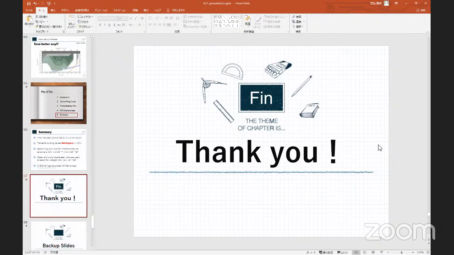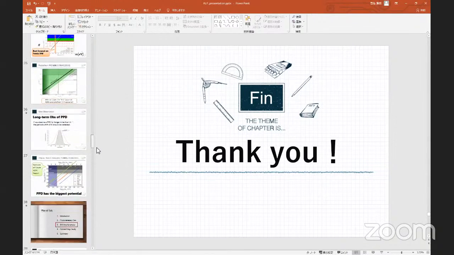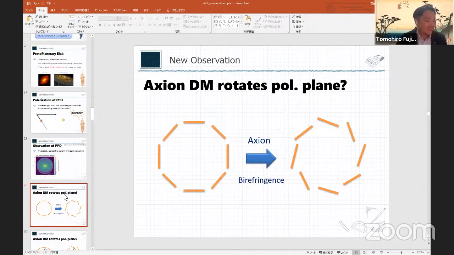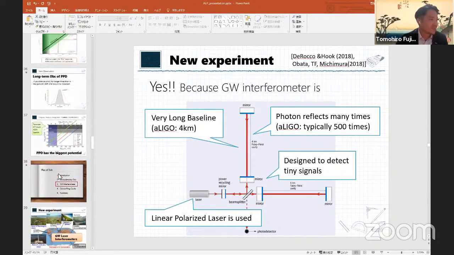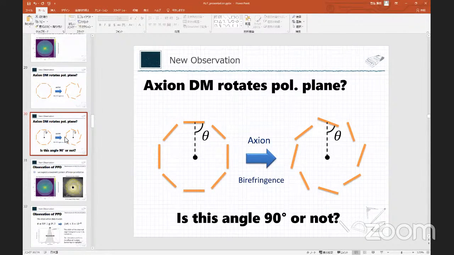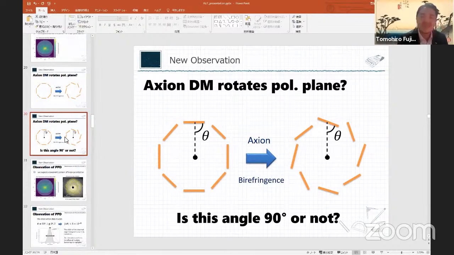Is it also possible to use the PPD observation to constrain the gravitational waves? I don't think so.